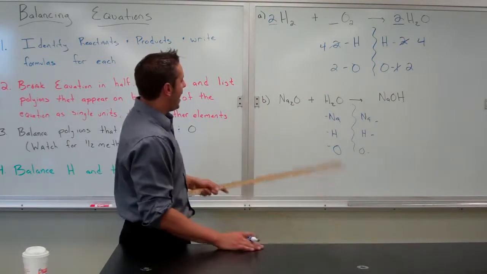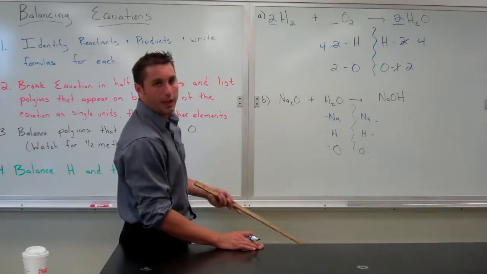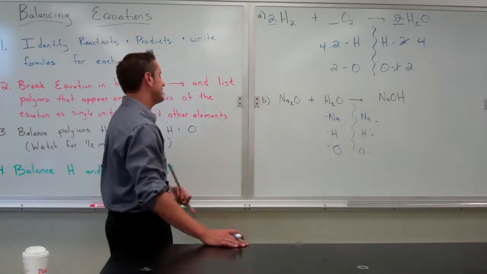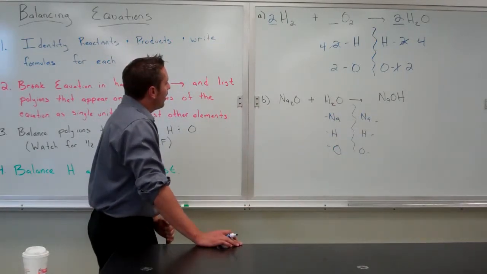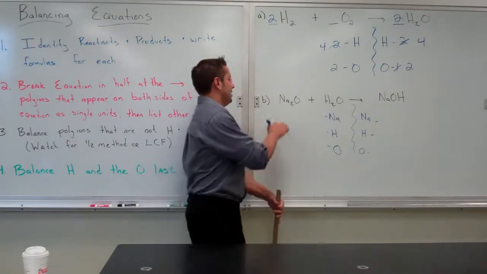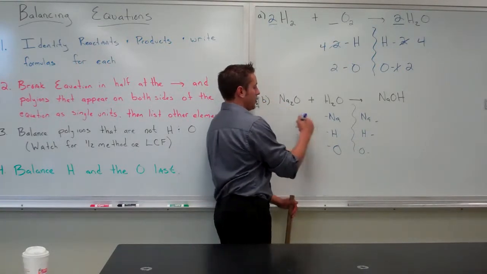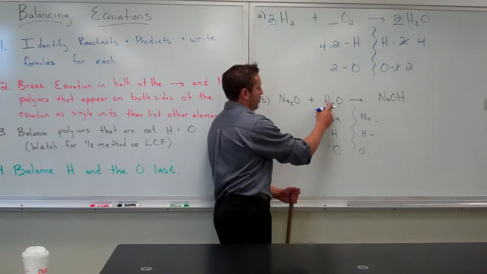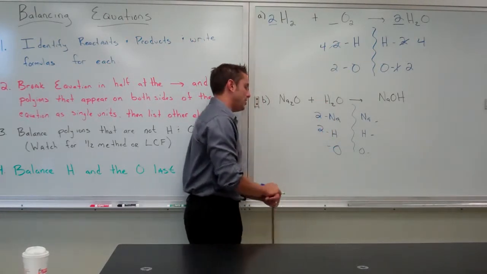If ever you don't have the same things on the left as you do on the right, that means you made a mistake, because there's no possible way you could balance it if you don't have the same things. Now we'll list how many of each we have. Coefficient of 1, subscript of 2 means I have 2 Na's. Coefficient of 1, subscript of 2 means I have 2 H's.